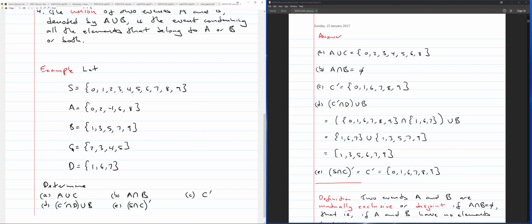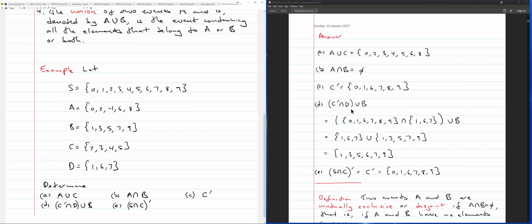Complement of C in S. So C is 2, 3, 4, 5, and the complement of C would be all elements in S that do not belong to C. So you take the S over here and you take out the C, and the C is 2, 3, 4, and 5. So when you take out the 2, 3, 4, and 5, you get 0, 1, 6, 7, 8, and 9, which is this here.